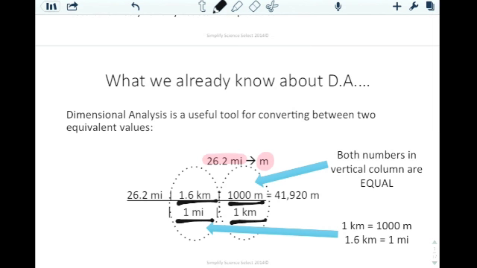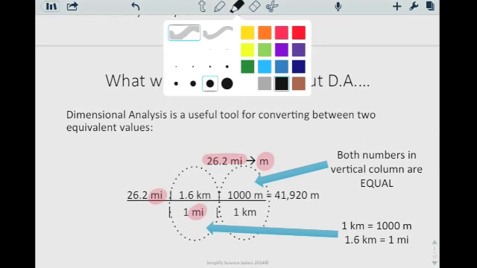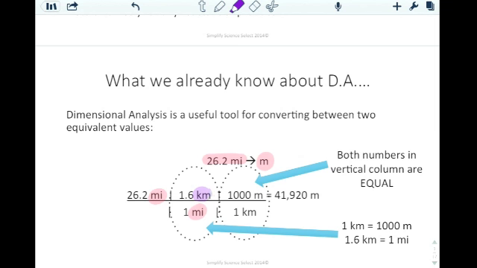1 kilometer equals 1,000 meters, and 1.6 kilometers equals 1 mile. So these equal each other right here, and we set them up so that we can see that their units cancel out. We have our miles right here, 1 mile, and then we have our kilometers up there. Those will cancel, and we have kilometers right there, kilometers right there. We see that miles cancel, kilometers cancel, and we're left with our unit that we want, which is meters. And so 26.2 times 1.6 times 1,000 will give us something right around 41,920 for an answer.